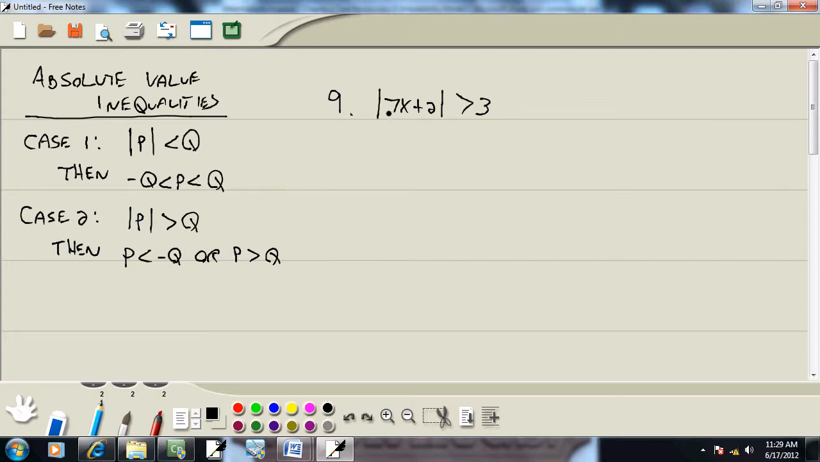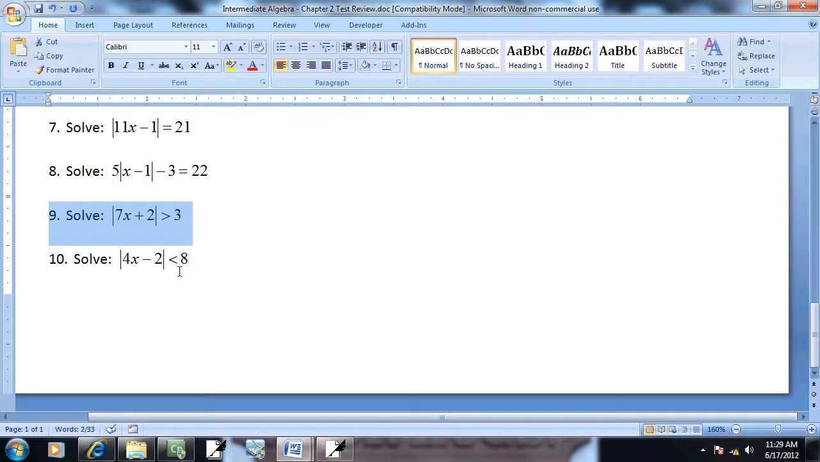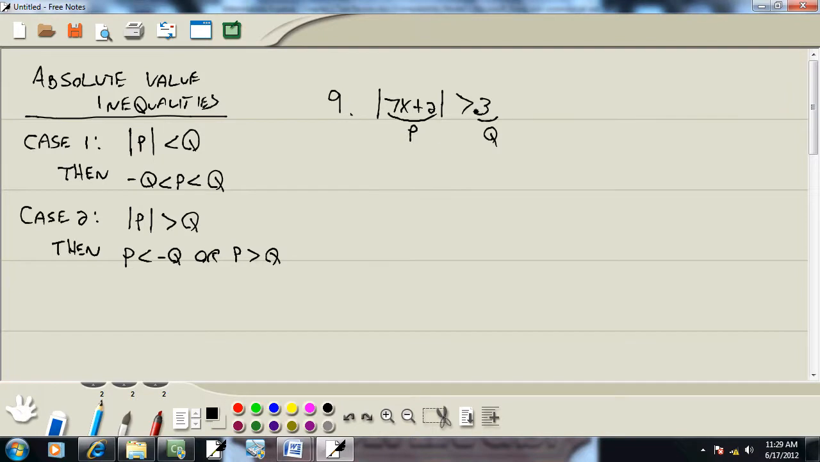And if we got that, then what's inside the absolute value is our P, and the other side is our Q. Now this is the greater than formula. I think the other example is a less than. If this had been a greater than or equal to, we would still use the same formula, but we'd put a line underneath each one of these. That would be a less than or equal to, and this would be a greater than or equal to. We don't have the line, so we've got P is less than negative Q, or P is greater than Q.